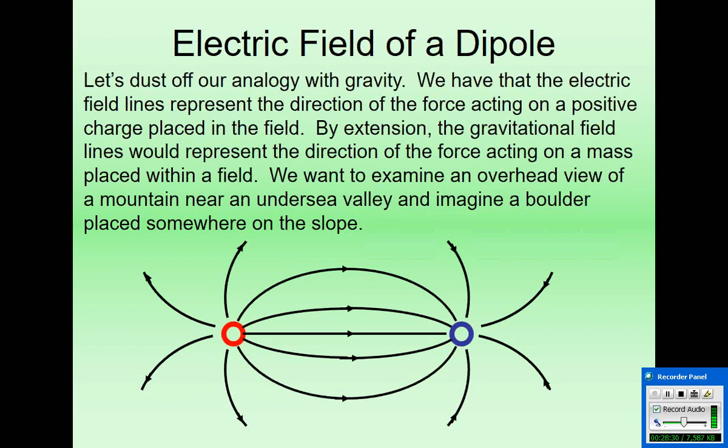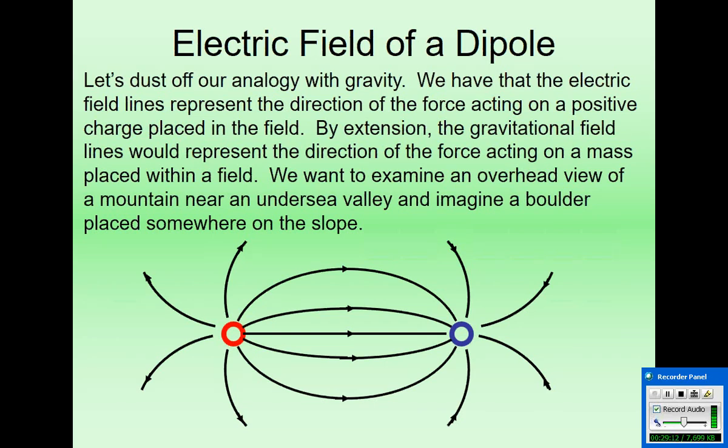Let's move on. A very commonly occurring situation, and I alluded to this in the previous lecture, is that of what is called an electric dipole. Two equal but opposite charges in close proximity to each other. And field lines point away from a positive charge and towards a negative charge. If the charges are equal in magnitude, as they are in a dipole, the number of field lines associated with the positive charge will be the same as the number of field lines associated with the negative charge.